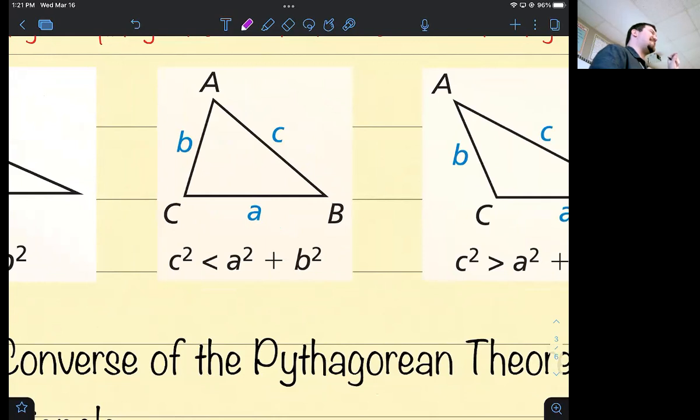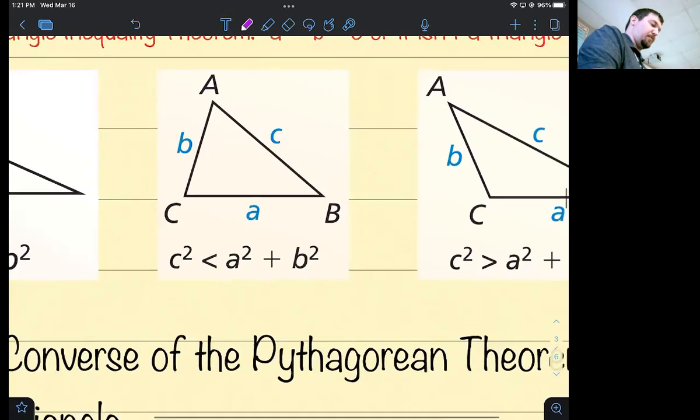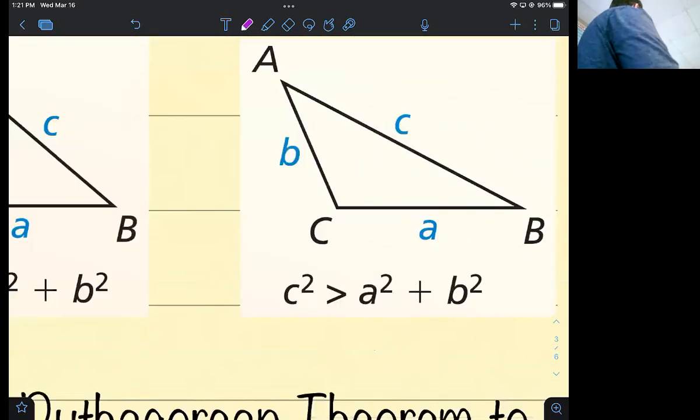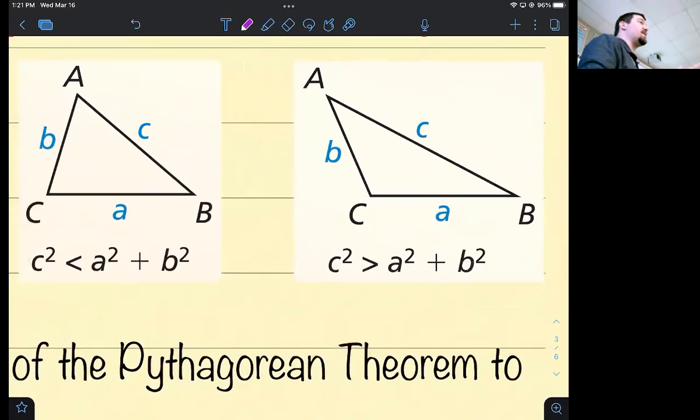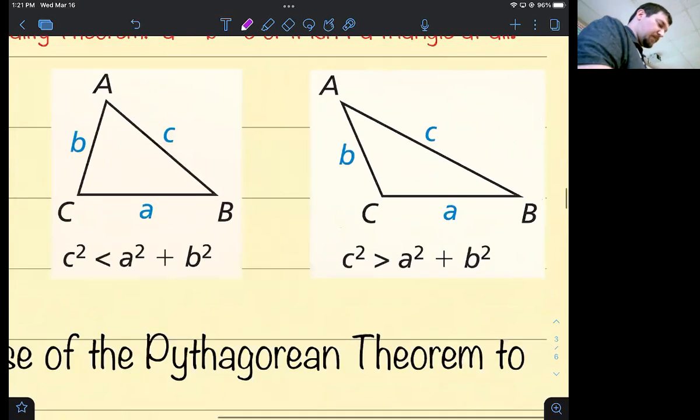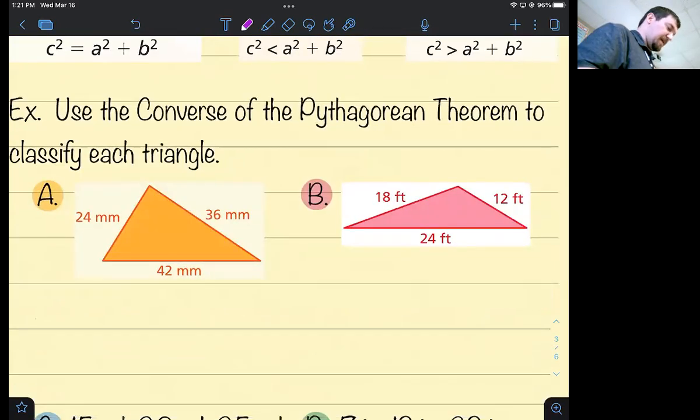Which, by the way, I say legs and hypotenuse. Those are only terms you can use in a right triangle. But I think you understand when I say legs, I'm talking about the two shorter sides. So I'm not accurate when I say legs and hypotenuse of an obtuse triangle, but you kind of get the idea. And that's what an obtuse triangle would look like, if c squared is much bigger, or even a little bit bigger than a squared plus b squared. All right, so let's try that on this first example.